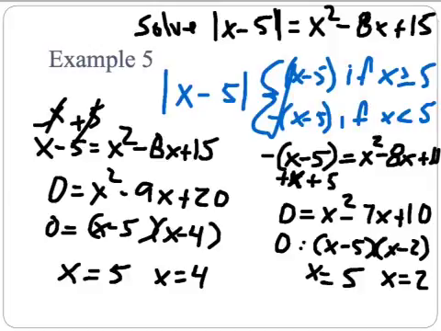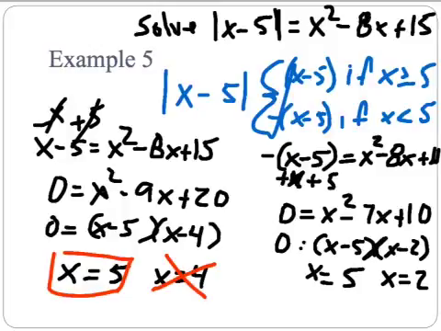Okay, but remember, I have to go back and look at these domains. This domain comes here, this domain comes here. So x equals 5. That is in my domain up here. X equals 5, x is greater than or equal to 5. Okay, that one's good. X equals 4. X is greater than or equal to 5. 4 is less than 5. That one does not work.